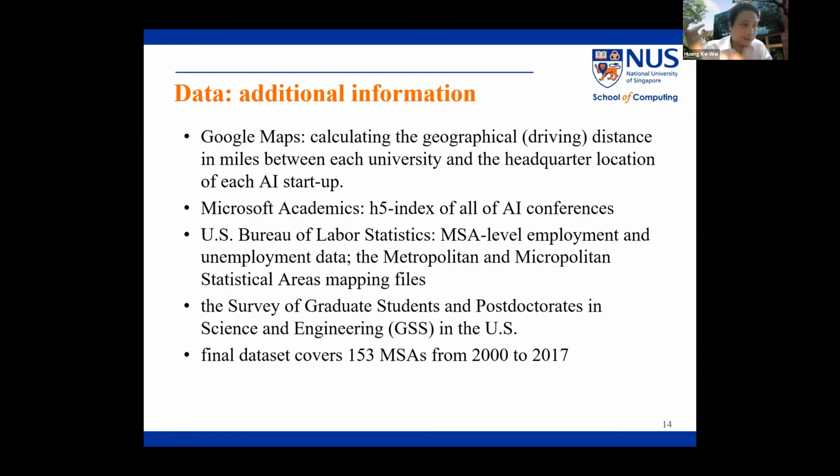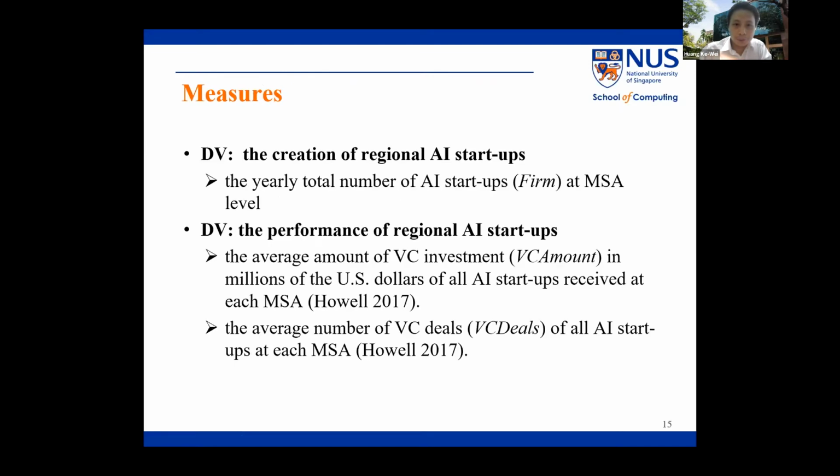We also collect some additional variables, so let me move faster. For the dependent variable, we analyze three cases: the number of startups in each MSA, where an MSA is a region smaller than a state and larger than a city. We also analyze the number of VC deals and the amount of VC investment in each MSA per year. All of these numbers are cumulative.